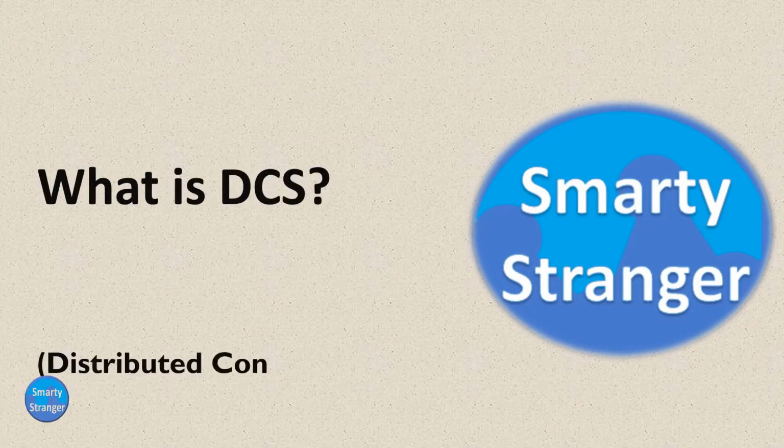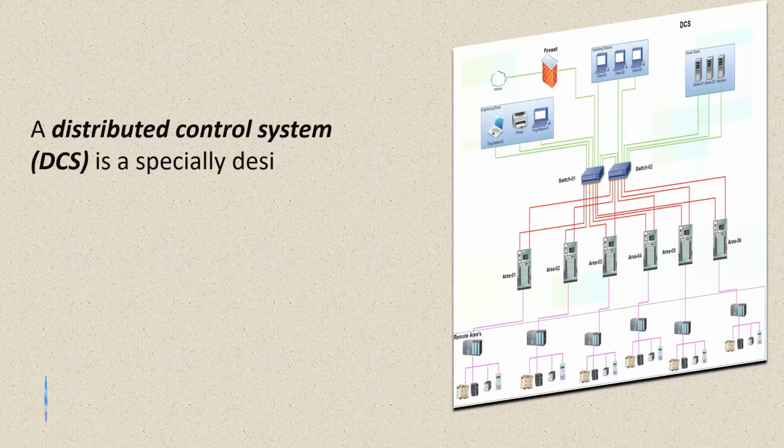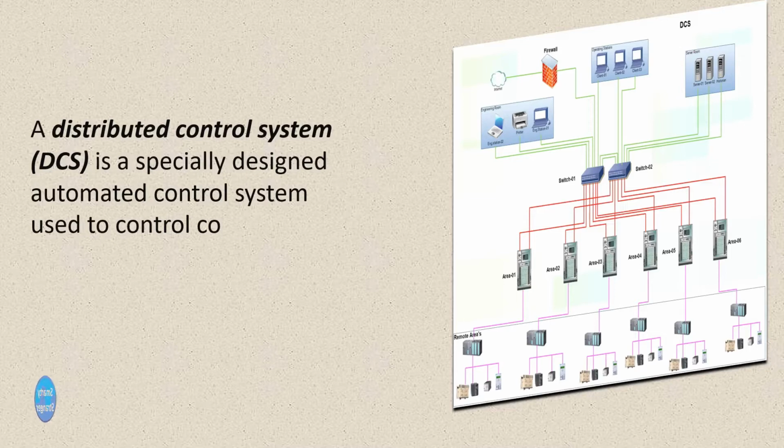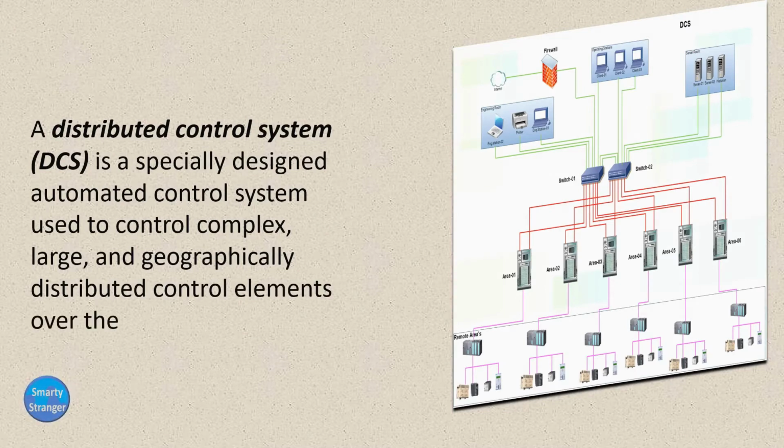What is DCS? A distributed control system, DCS, is a specially designed automated control system used to control complex, large, and geographically distributed control elements over the plant or control area.